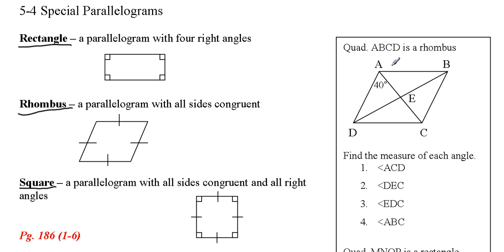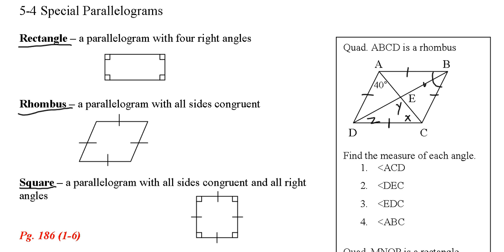So taking a look over here at our first example, it says quadrilateral ABCD is a rhombus. So if we know it's a rhombus, we know all sides are congruent. And it says find the measure of each angle. So we're looking at ACD, this angle right here, I'll call that X. DEC, we'll call that Y. EDC, call that Z.